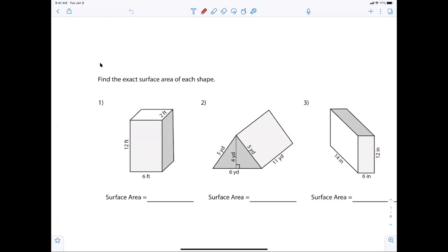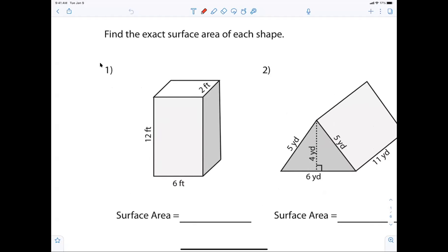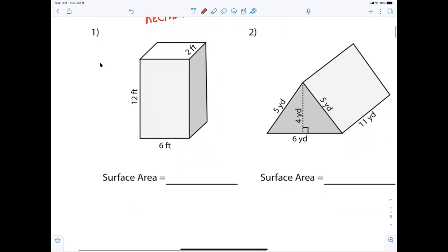Now I want everybody to look right above this. This is called a rectangular prism. Most of you already knew that. How many surfaces does the rectangular prism have? 6. Exactly. And what's the shape of the surfaces? Rectangles. So if you can find the area of a rectangle, then you can calculate the surface area. That's all there is to it. We're just finding the area.